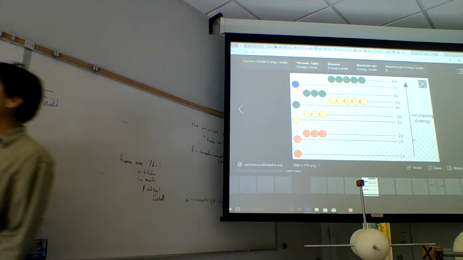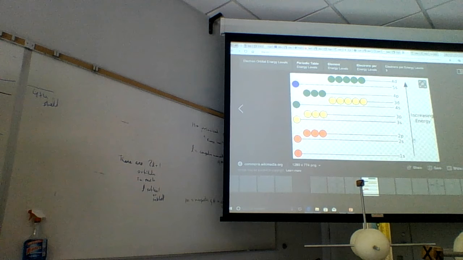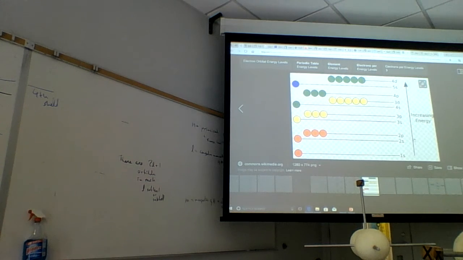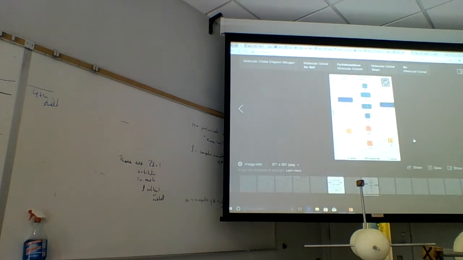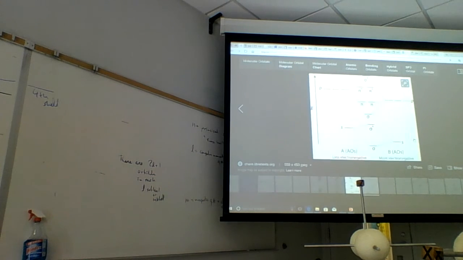Here. 5s, 4d. What comes after 4d? 5p. What comes after 5p? I didn't draw it here, but take a guess what comes after 5p. 6s, etc. So we can figure it out based on that. So there's some examples here.